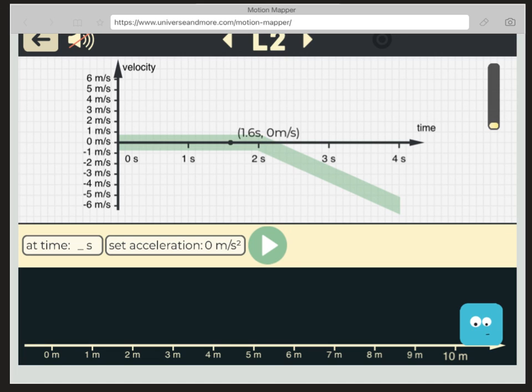This one, I can see it doesn't start to have a slope until 2 seconds, so I'm not going to have the acceleration start until the 2 second marker.